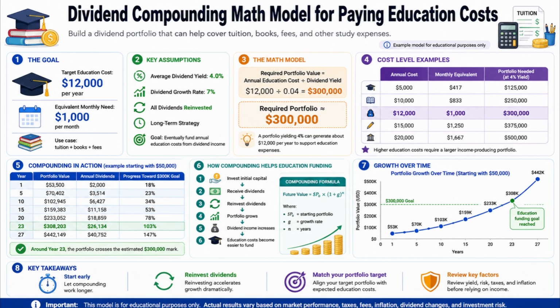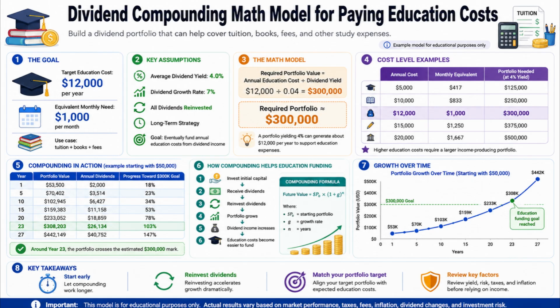Furthermore, by year 27, the portfolio may reach approximately $442,149, with annual dividends of around $40,752. This shows that after the target is reached, compounding can continue to create a larger safety margin if the investor stays invested. The process works in a simple cycle.